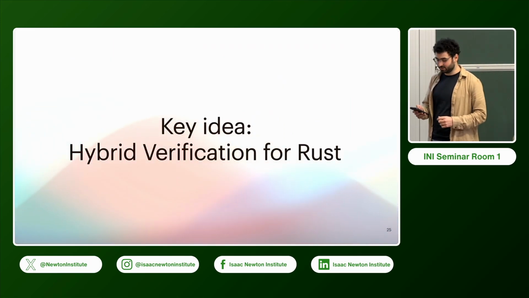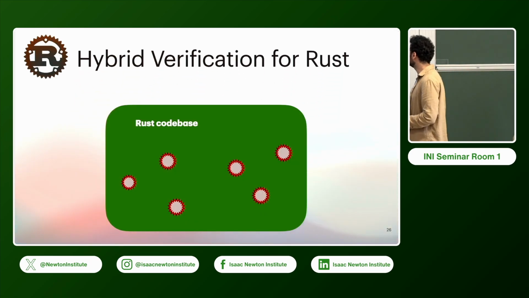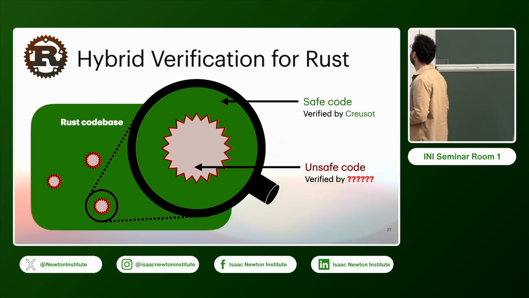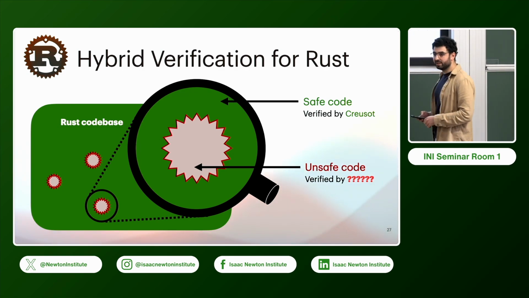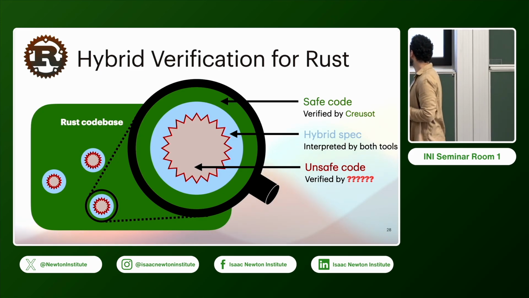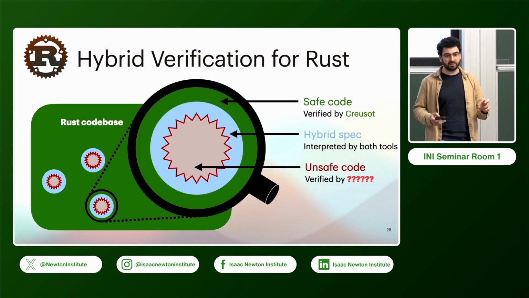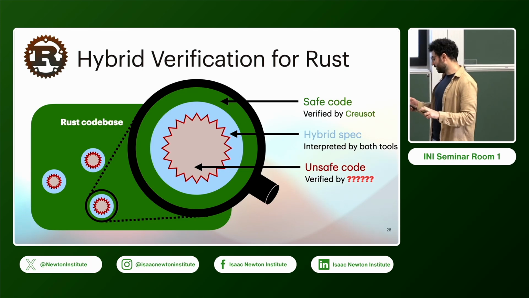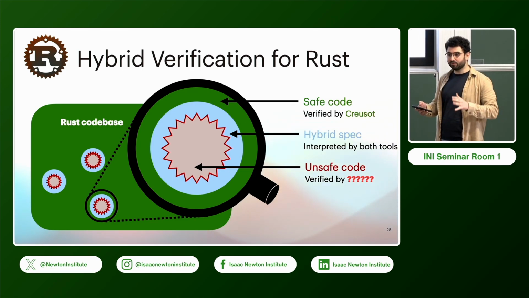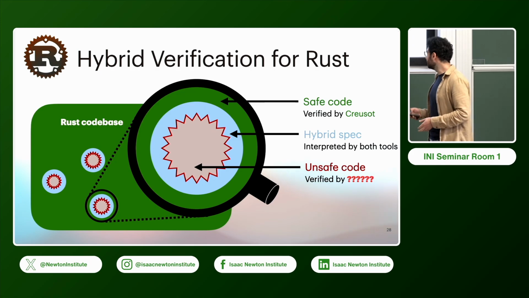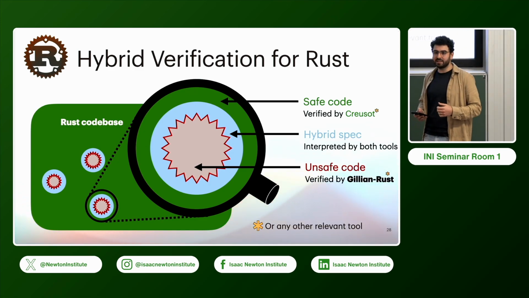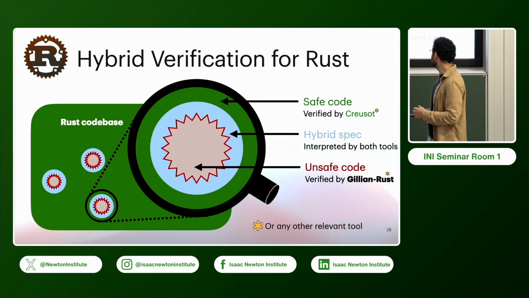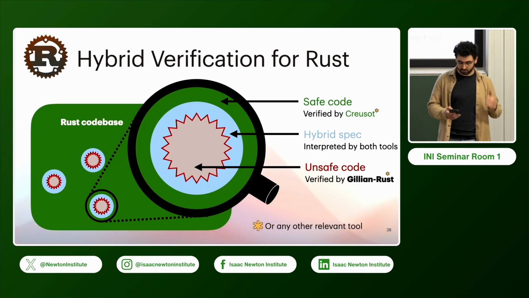It's hybrid verification. So in your code base, it looks like this, with this bit of unsafe code here. You want to verify the safe code with, for example, Creusot, and you want to verify your unsafe code separately. And at the interface, you want a hybrid specification that is interpreted by both tools, so that you can do the work entirely separately by putting more effort on one side and less effort on the other side. When we started doing this, there was no tool able to do the unsafe part, so we developed Gillian-Rust. Doesn't mean that these are the tools you should be using to do this approach. It's just that we happen to have a prototype that does this using these two tools.